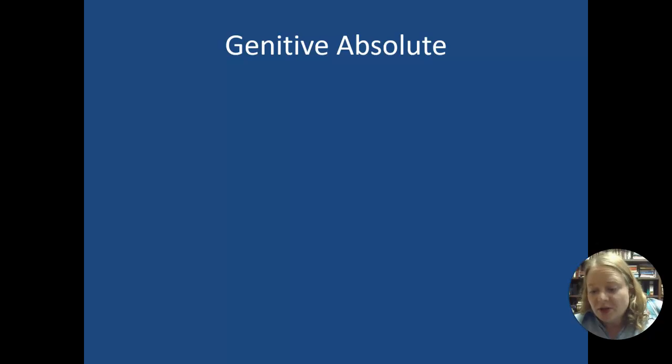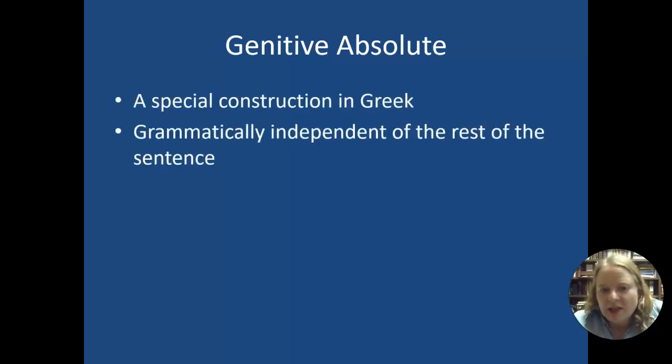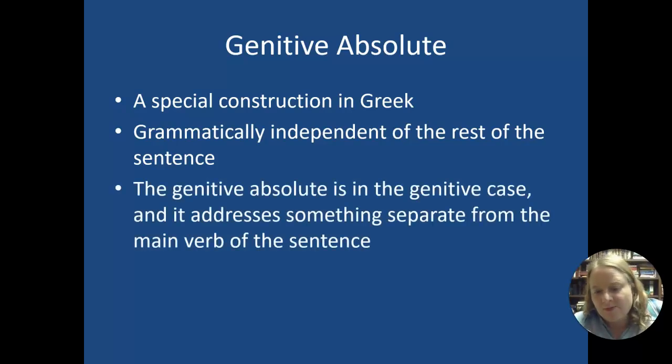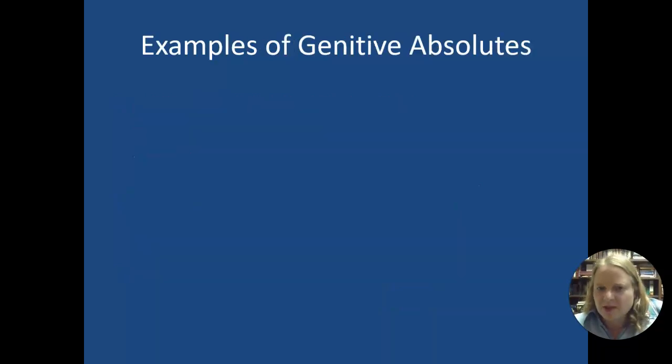One other thing in this chapter, though, is genitive absolutes, which are a totally different thing from what I've been talking about before. It's confusing, though, because they use a participle form to make them work, but they are their own idea. Genitive absolutes are a special construction in Greek. They are independent of the rest of the sentence. They are in the genitive case, and they address something different from the main verb. And they are often at the beginning of a sentence, but they don't have to always be there. But oftentimes, because they're separate from the rest of the sentence, they show up there.